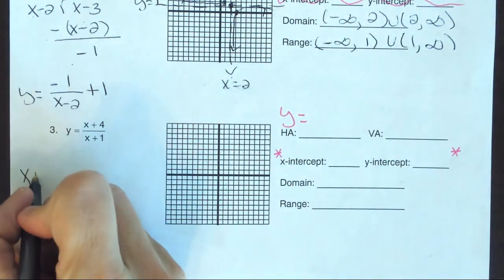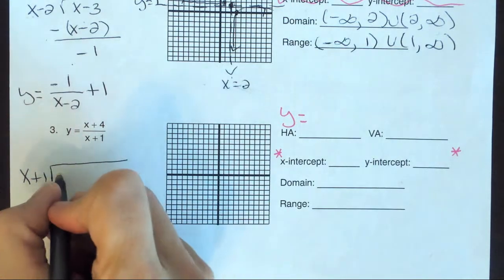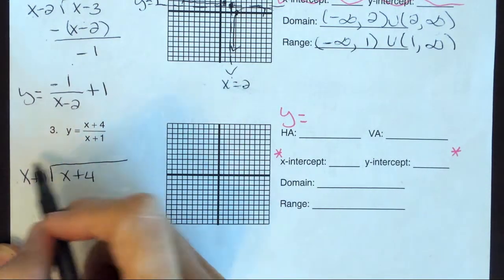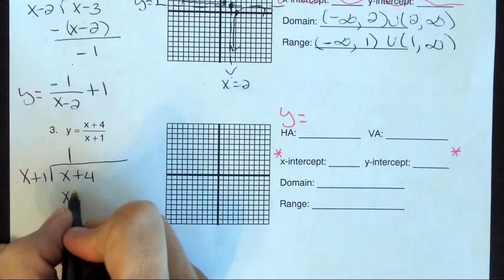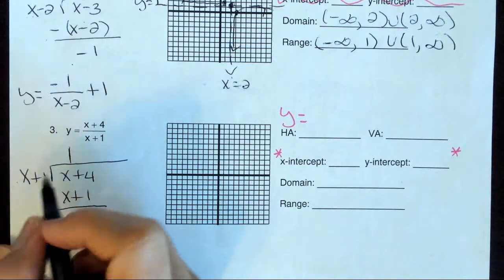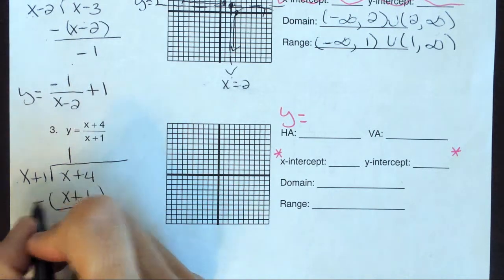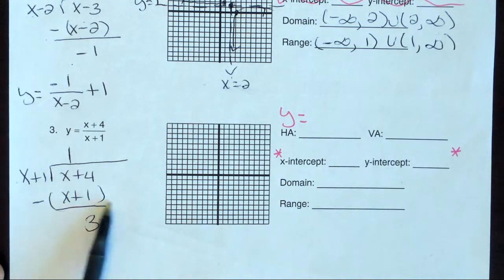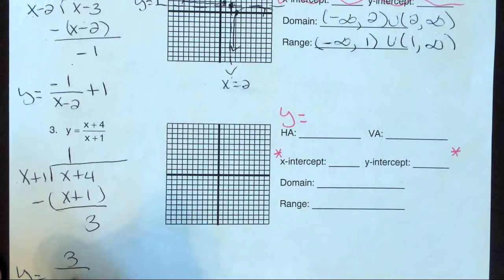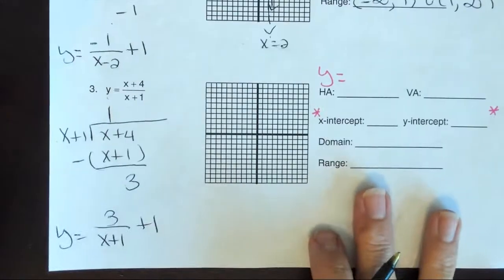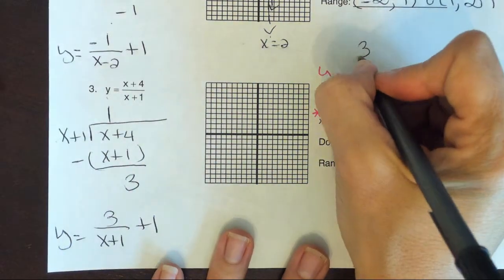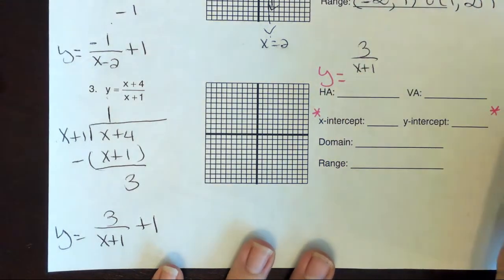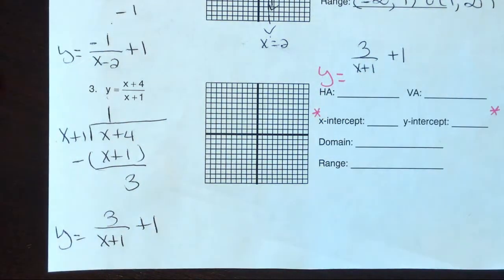We're going to go do our division. So x plus 1 into x plus 4. X will go into x one time. And then we're going to go subtract. X take away x, 4 take away 1 is 3. Okay, now remember, whatever your remainder is going on top. So we have y equals 3 over x plus 1 plus 1. So that's the equation that we're looking for.